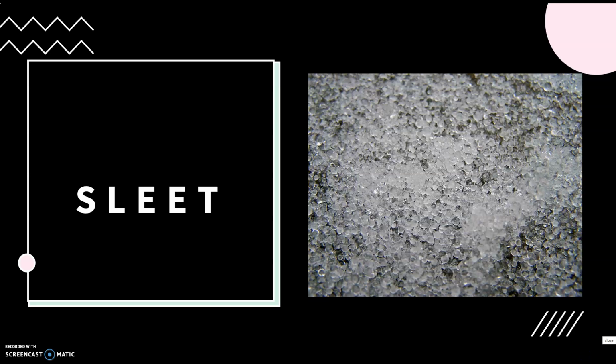Sleet is small particles of ice that tend to be clear. Sleet is formed when raindrops fall from a warmer air to a colder layer of air below. This causes the raindrops to freeze and hit the ground as small pellets.